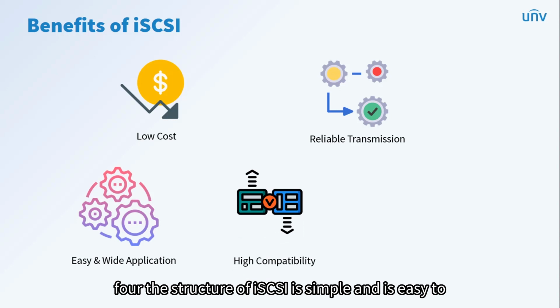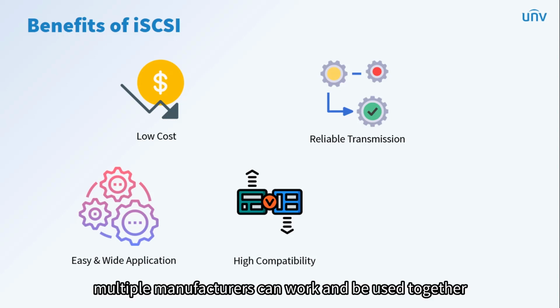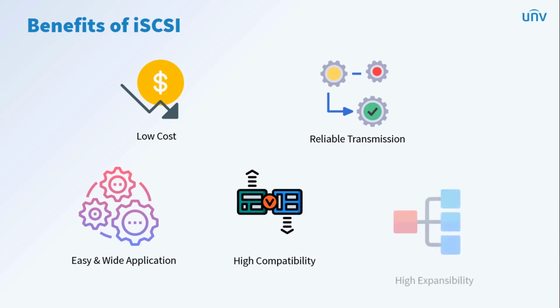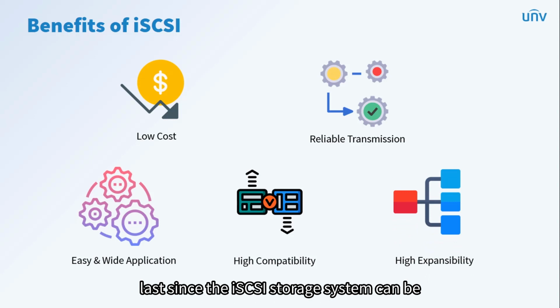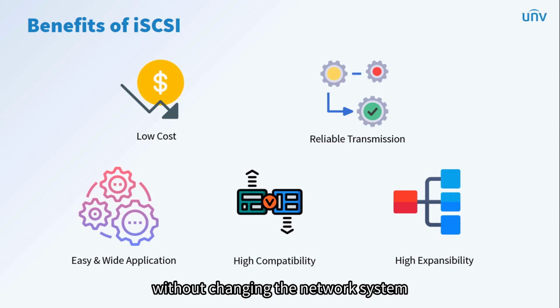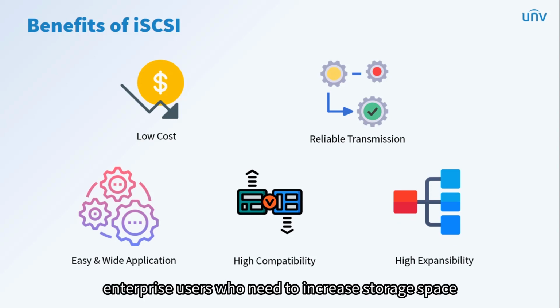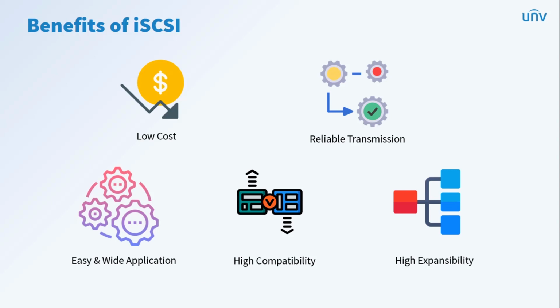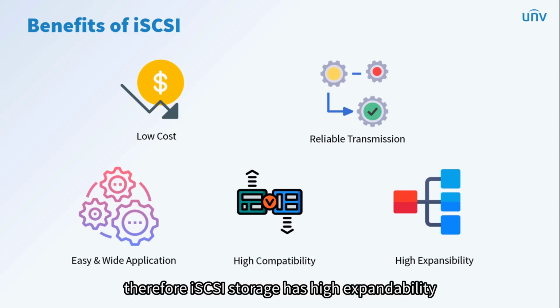Fourth, the structure of iSCSI is simple and easy to understand. The iSCSI protocol is common, so even devices from multiple manufacturers can work and be used together, which greatly protects the investment of enterprises. Last, since the iSCSI storage system can be directly established in the existing network system without changing the network system, enterprise users who need to increase storage space only need to add storage devices. Therefore, iSCSI storage has high expandability.